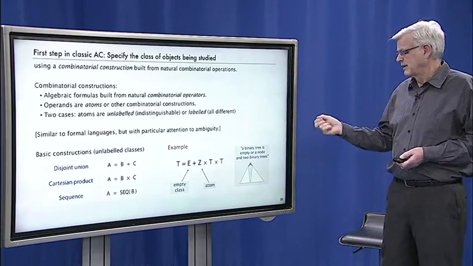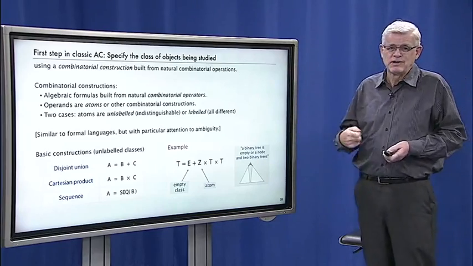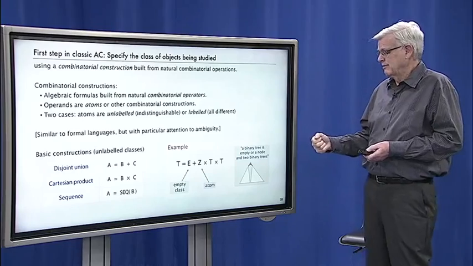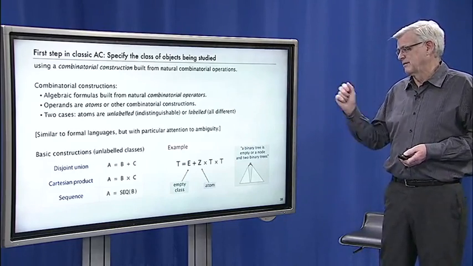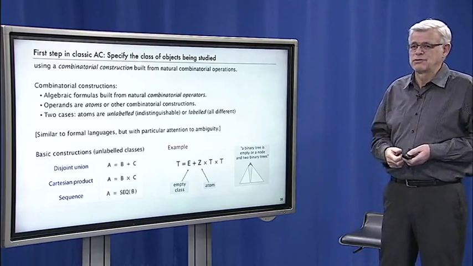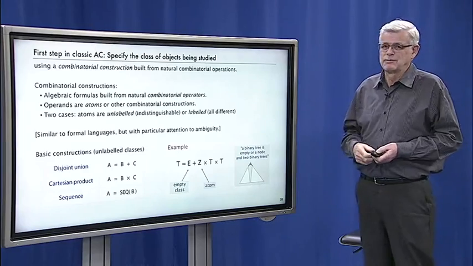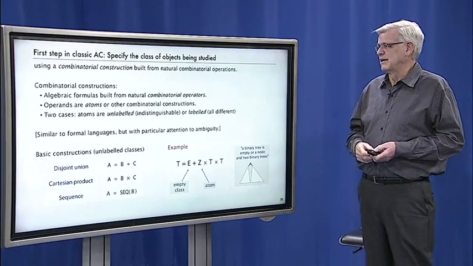We usually define a binary tree in English by saying a binary tree is empty or a node and two binary trees. This is saying that formally in math speak. That's what a combinatorial construction is. And we'll see lots of examples of combinatorial constructions later on.